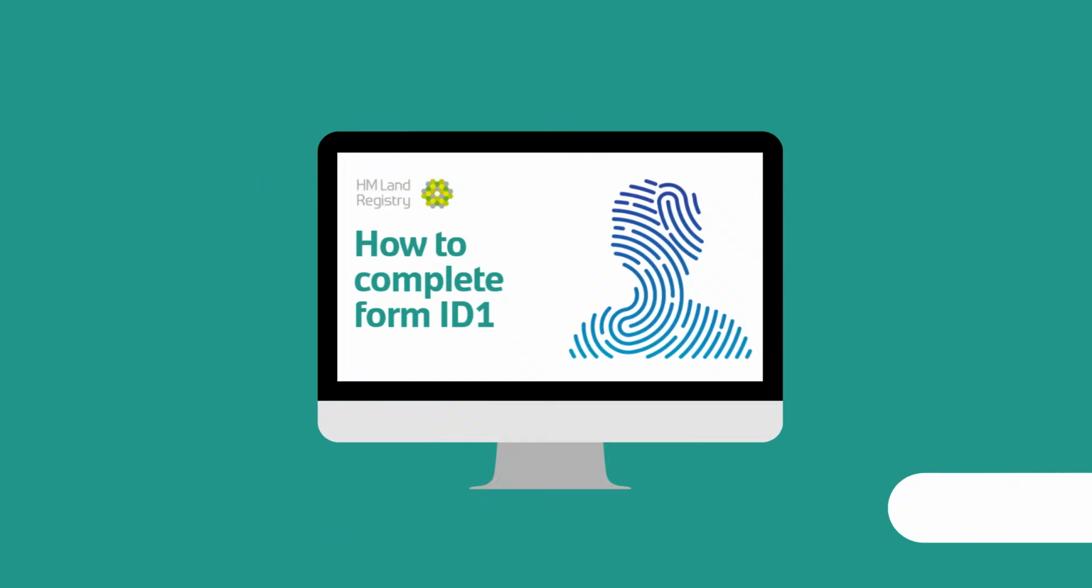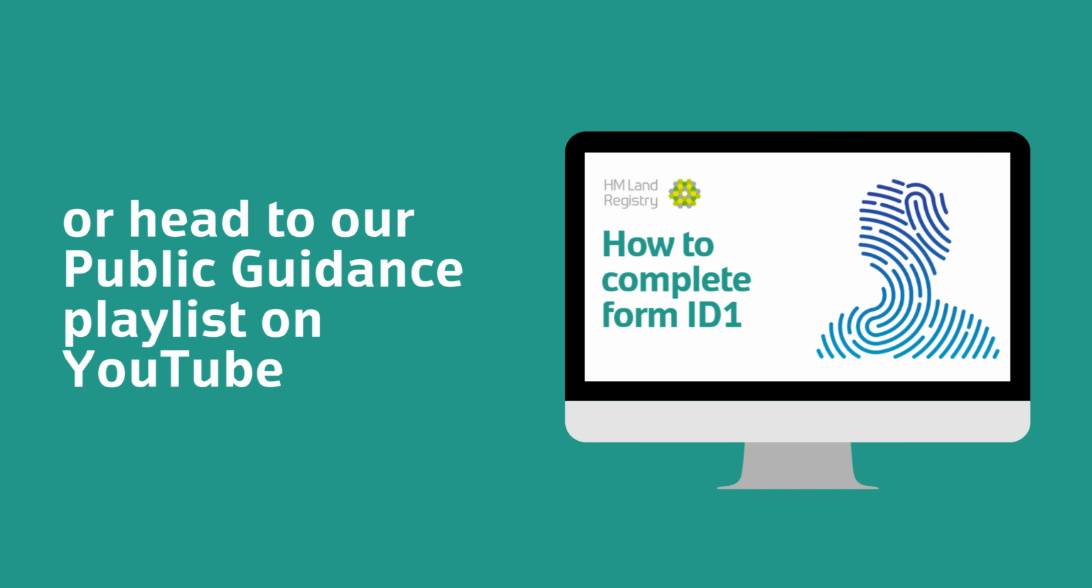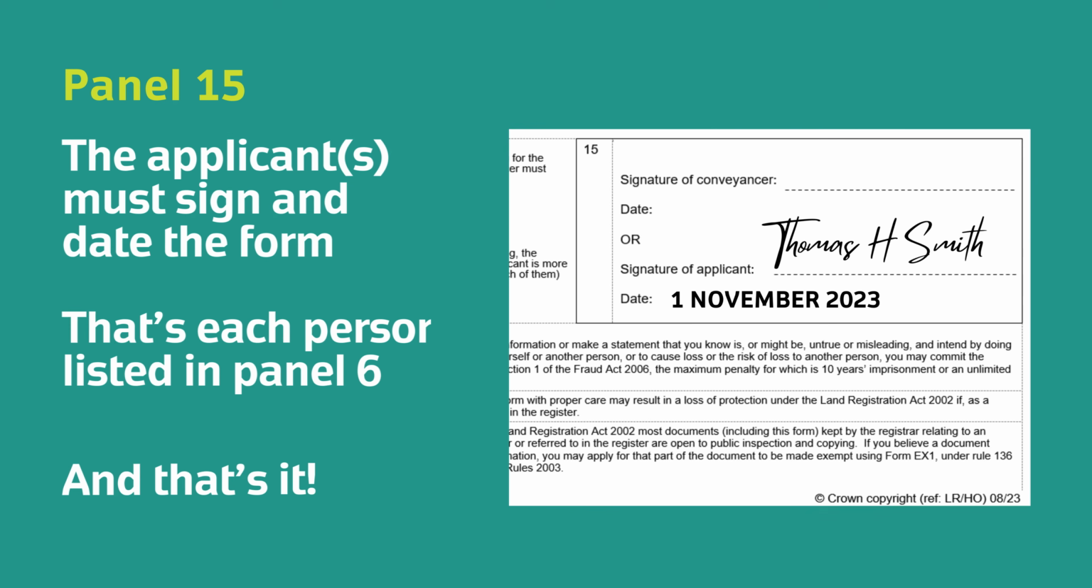Alternatively, you'll find a video showing you how to use our ID forms to show evidence of identity on our Public Guidance YouTube playlist. In panel 15, each person listed in panel 6 must sign and date the form as the applicant. And that's it.